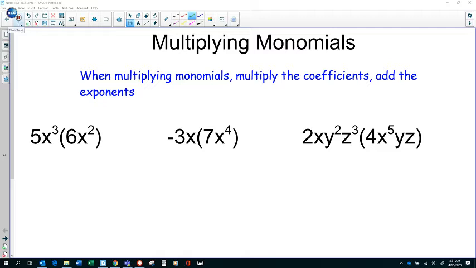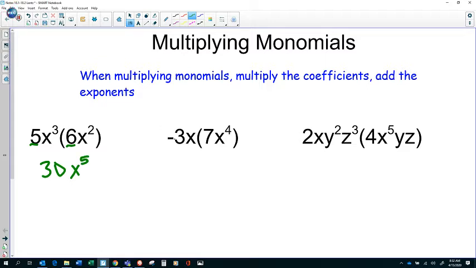All right, let's begin. When multiplying monomials, we're going to multiply the coefficients first, and then we're going to add the exponents. So here are our coefficients, 5 and 6. We're going to multiply those together. 5 times 6 is 30. And then we have x cubed times x squared. Remember, we add the exponents. X cubed times x squared is going to give us x to the 5th.